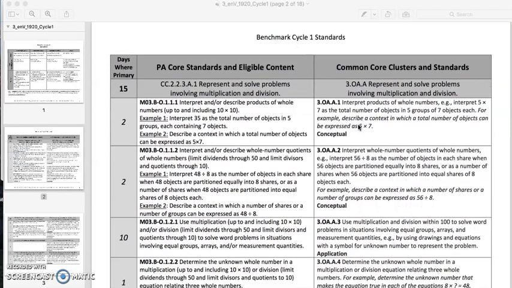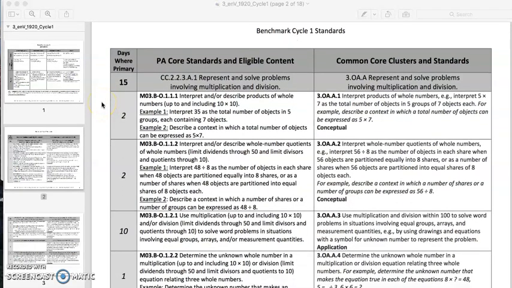The next page has the same function that the page did in previous years, which is that it lays out for you what standards will be taught and tested in Benchmark Cycle 1. We hope that this is a quick sheet for you to review to see, what am I responsible for? What are the standards that I'm actually teaching?